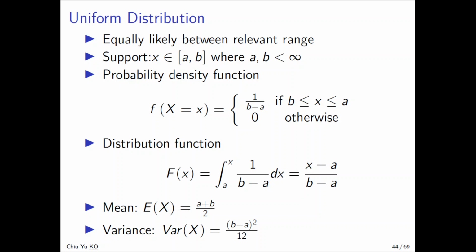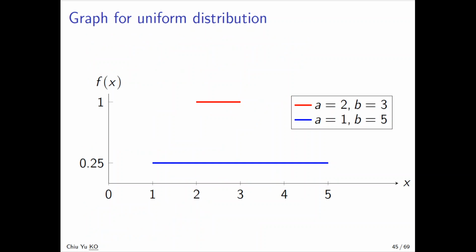And the distribution function is the integration of this density function. The constant can be taken out, and integrating gives x, so it's x minus a over b minus a. This is how it comes about. And we'll prove the mean and variance are (a plus b) over 2 and (b minus a) squared over 12. The 12 is a little bit tricky, but you'll understand why we have the 12.